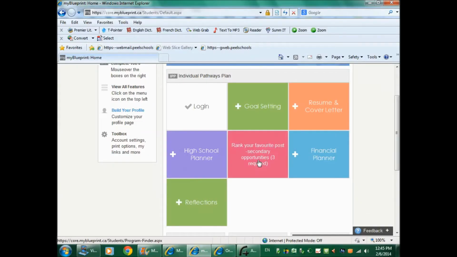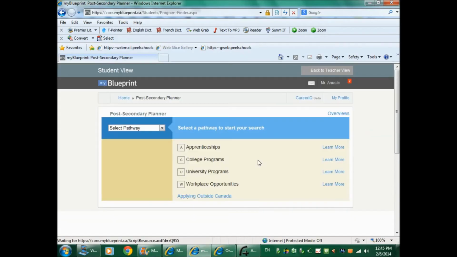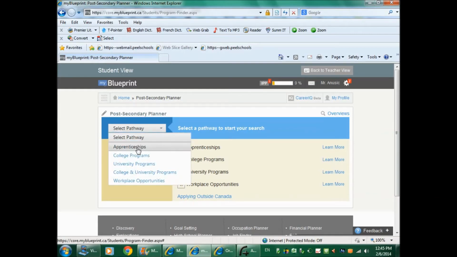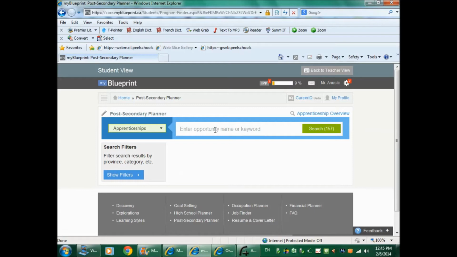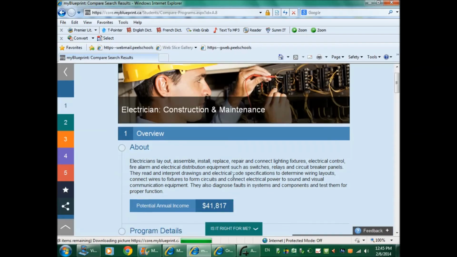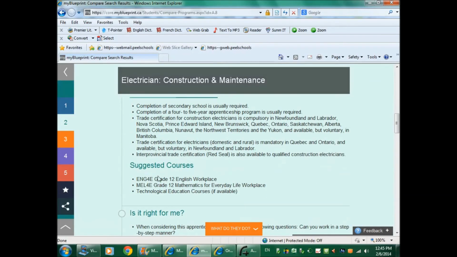So if we go to the post-secondary planner in my blueprint, let's search a few different options and a few different pathways. Let's start in apprenticeships and look up what kind of prerequisites we need to be an electrician. So let's pick construction and maintenance, and so suggested courses are English 4E, Workplace English, and MEL 4E, Math for Everyday Life. Those are suggested courses, which means you can have them, but you don't have to. So for this one, the Everyday Life pathway is a very good option.